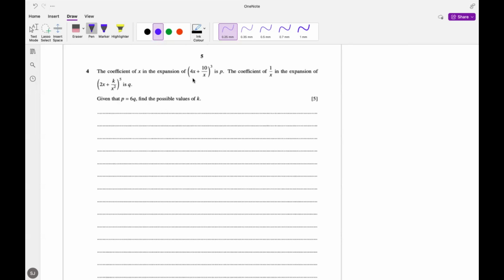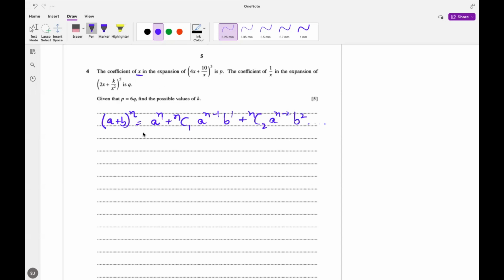Now, in the first step, we'll first try and find the coefficient of x in the expansion of (4x plus 10 upon x) whole cube. We will apply the expansion formula, that is a to the power n plus nC1 a to the power n minus 1 b to the power 1 plus nC2 a to the power n minus 2 b to the power 2 and so on. Now, as we need the coefficient of x, it means that a must have a power 2 and in the denominator it must be a power 1, so that we get a term in x.